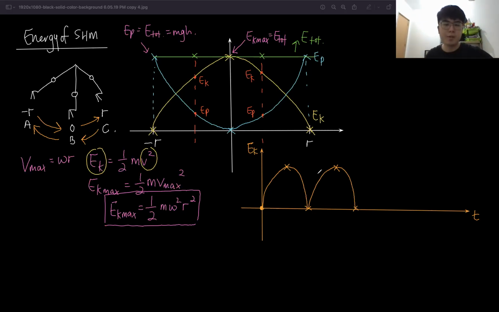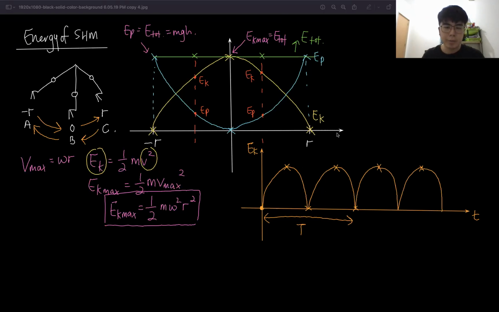That means there's one period, one complete oscillation. The energy graph from here to here is one complete oscillation, one period. That means the kinetic energy goes through 2 cycles during one period of oscillation. If you draw the rest, it's the same, just repeating. So this is the kinetic energy against time.